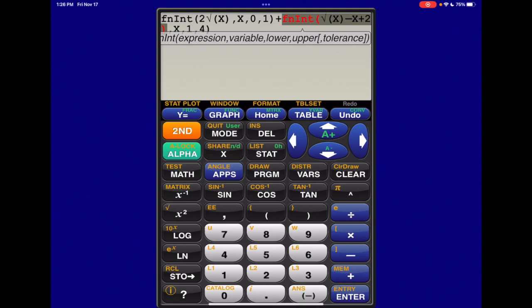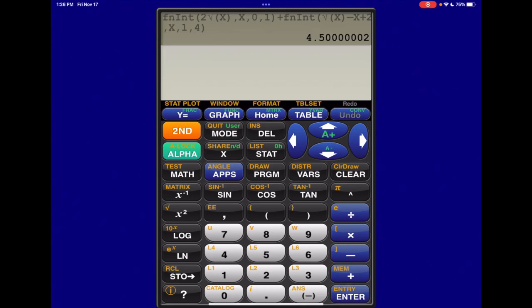I think I didn't need that parenthesis right there. So we get 4.50002. Kind of interesting, that 0002 part I happen to know is a mistake. This is really just 4.5. So the calculator's got, apparently, maybe because of the Simpson's rule stuff going on, it's not perfect, so it's got a little bit of error involved.